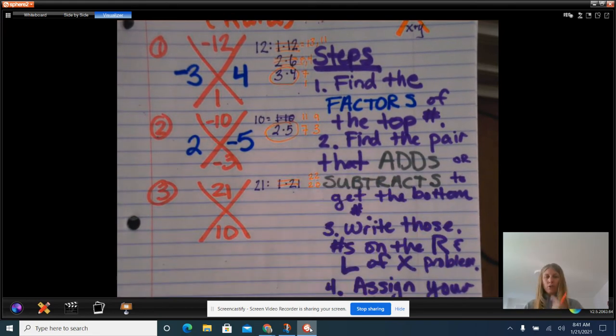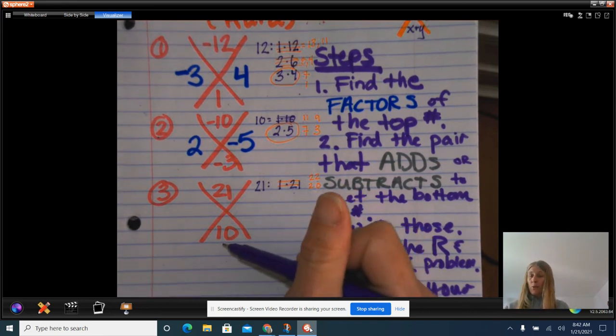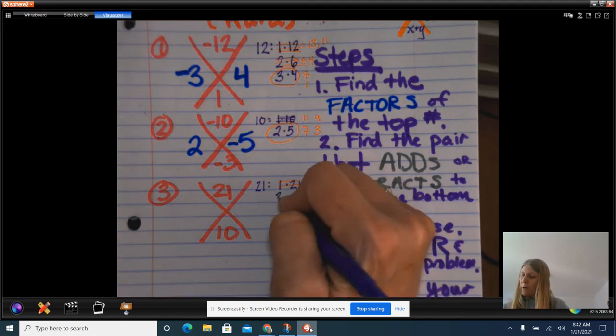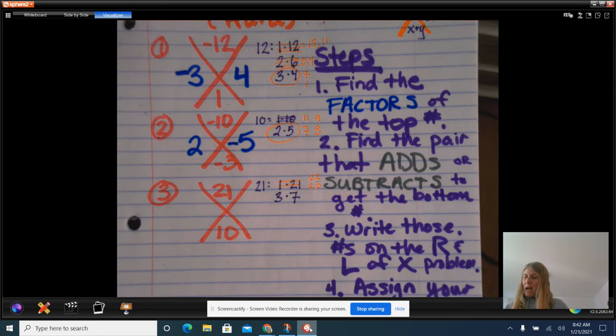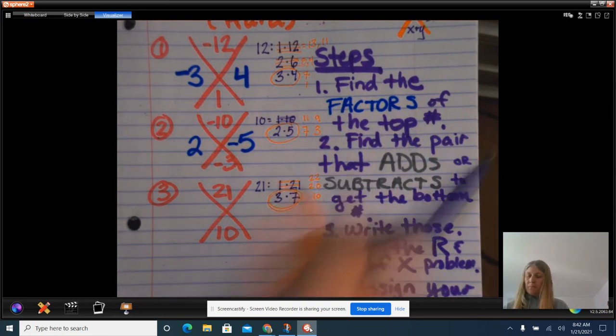Now, if you're not sure, use your calculator. 21 divided by 1, 21 divided by 2, and it needs to not have a remainder. So I do know that 3 goes evenly. 3 times 7 is 21. I add those together to get 10. Ding!